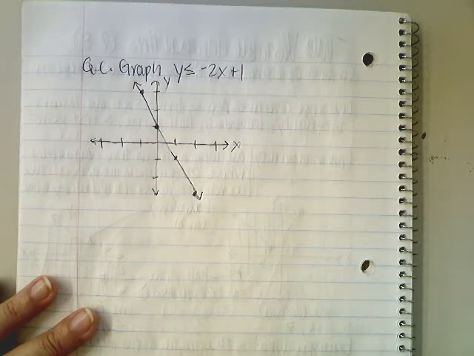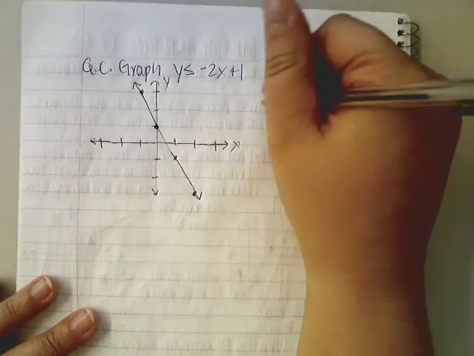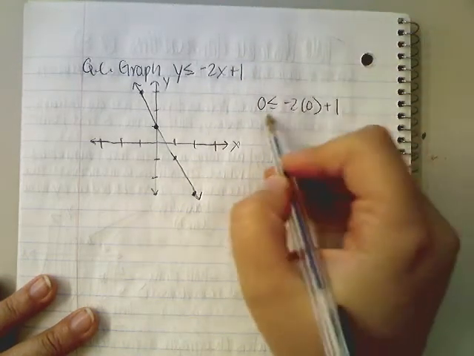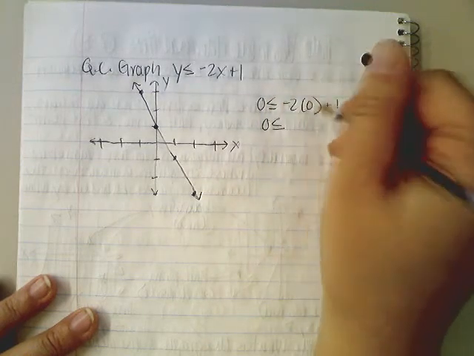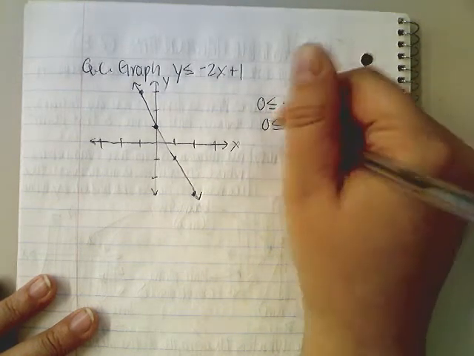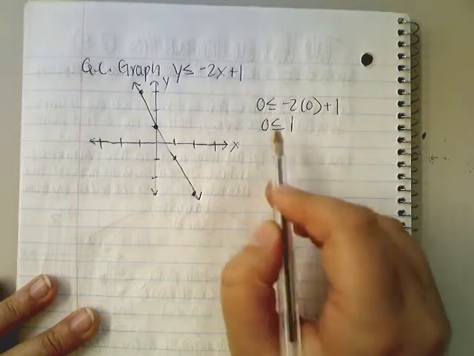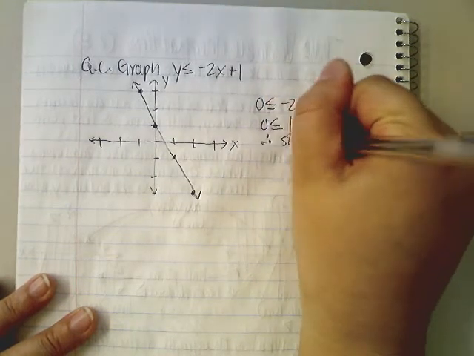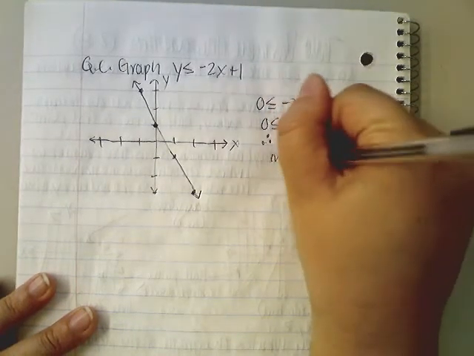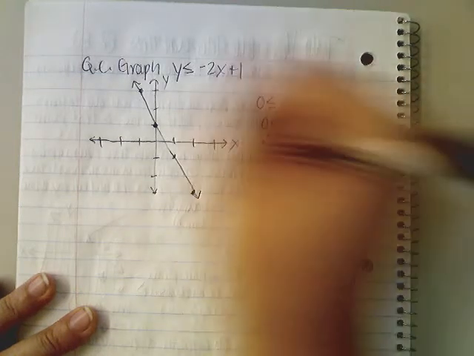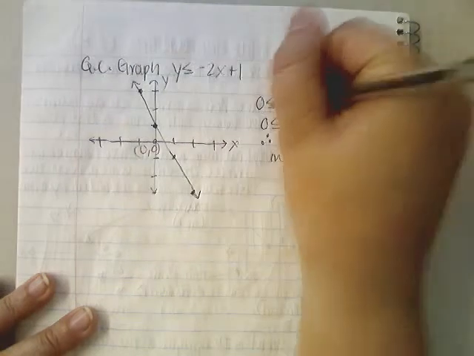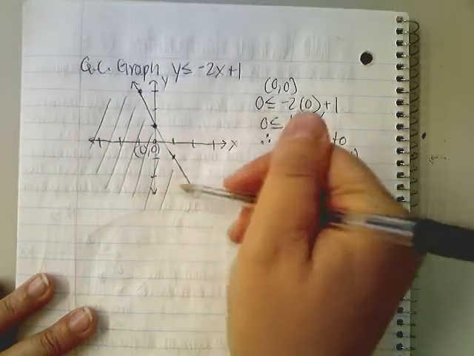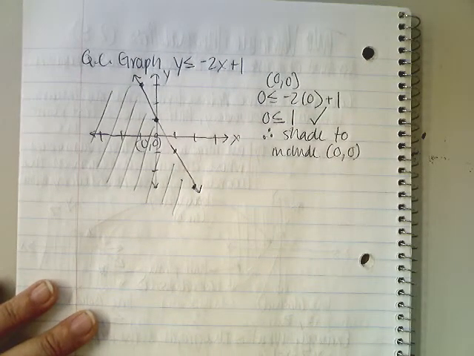Now I'm going to choose my test point, which again, 0, 0 is not on my boundary line, so I'm going to plug in 0, 0, and I have 0 less than or equal to negative 2 times 0 plus 1. So 0 stays 0, less than or equal to negative 2 times 0 is 0, plus 1 is 1. Again, 0 is less than or equal to 1. That's true. So I'm going to therefore shade to include the point I plugged in, 0, 0. So again, I plugged in 0, 0, and I'm going to shade to include that point. So that is my shaded side.